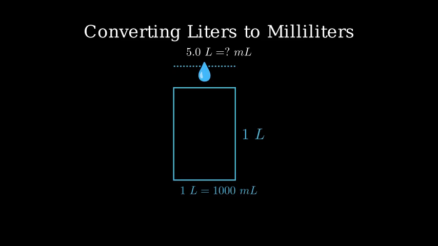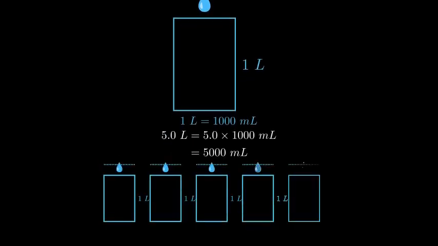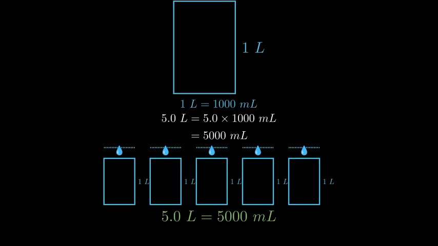To convert 5.0 liters to milliliters, we'll multiply by 1,000. This gives us 5.0 times 1,000 equals 5,000 milliliters. Let's visualize this. Here are 5 1-liter containers. Each liter contains 1,000 milliliters, so 5 liters contains 5,000 milliliters total.